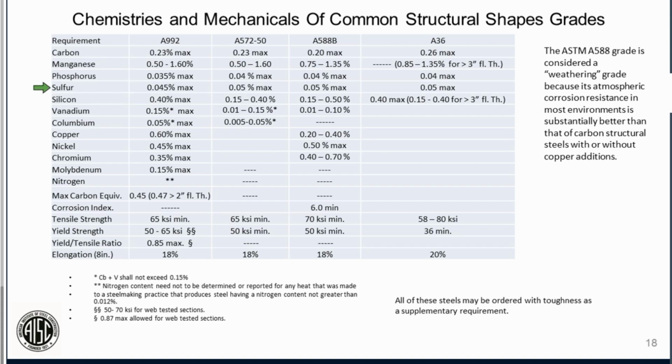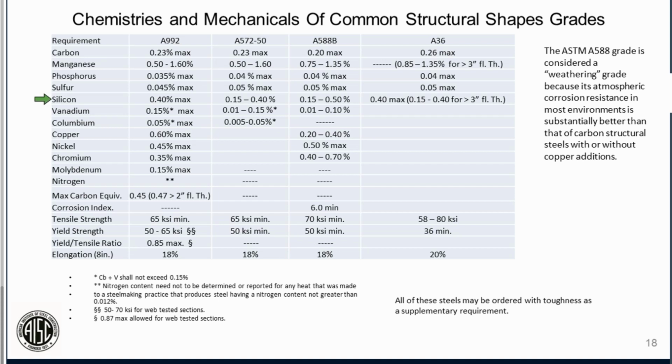Silicon, again, it's just a deoxidizer used to kill the steel. Got about a .40 max on 992, what it is. And then a range of .15 to .40 on 572, 588, 836 is .40 max. Again, just got to have enough silicon to take care of the oxygen that you add in the steel to make it a killed steel. And we'll talk about that again. We're going to keep bringing these up so that the idea of the topic gets transferred correctly.